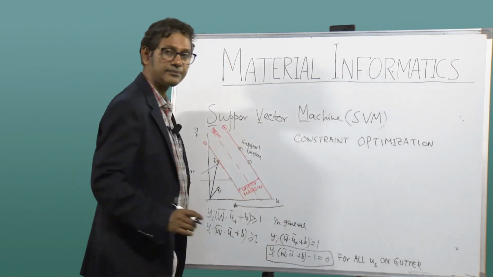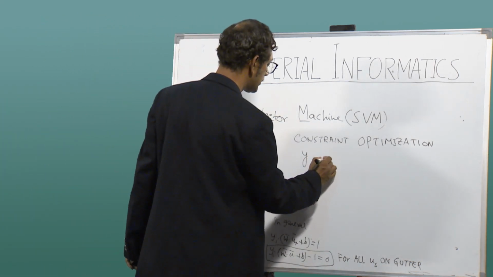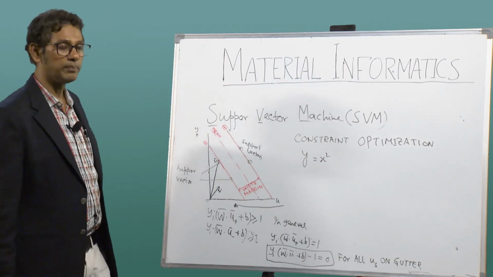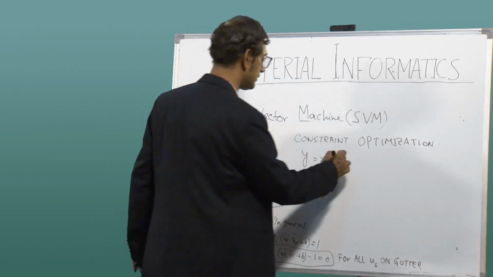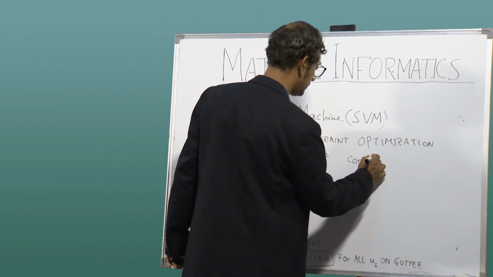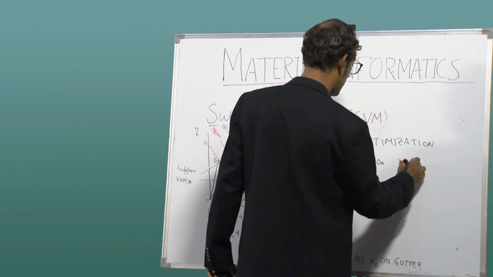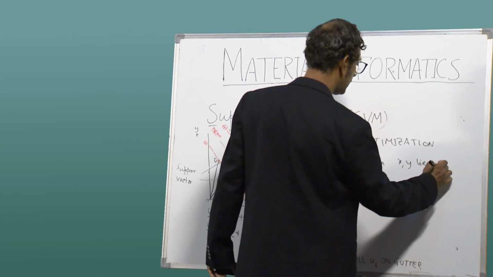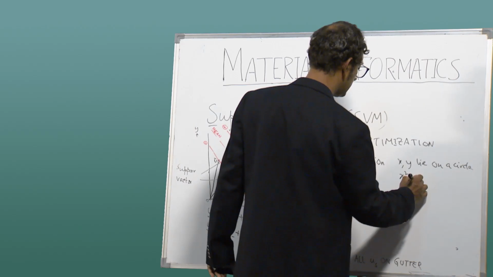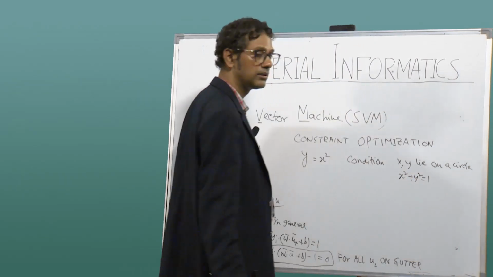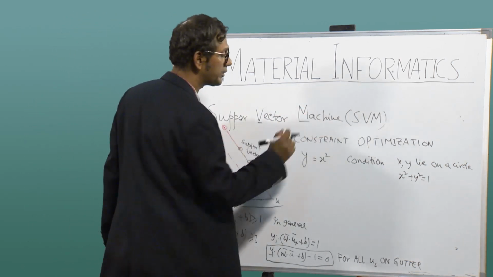Optimization can be maximization or minimization. That means, let us say I have y is equal to x square. I want to maximize this under the condition that both x and y lie on a circle defined as, okay. This is what is called constraint optimization.